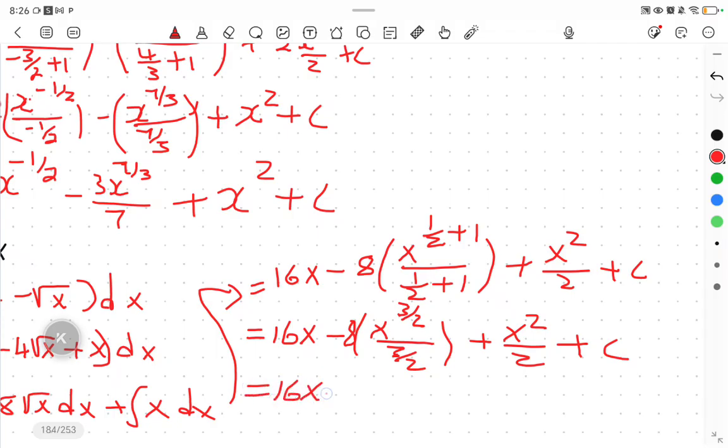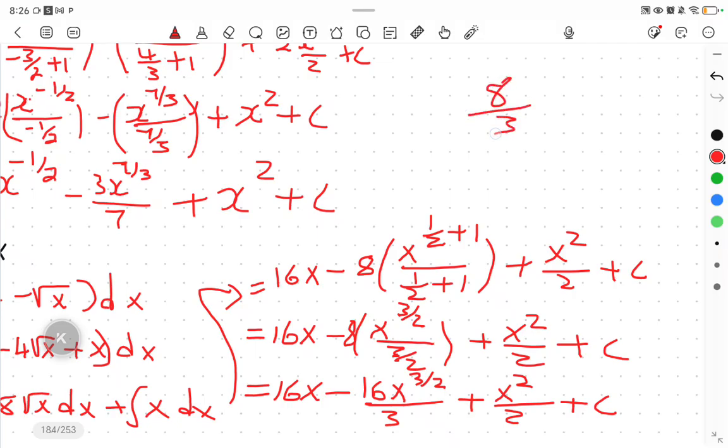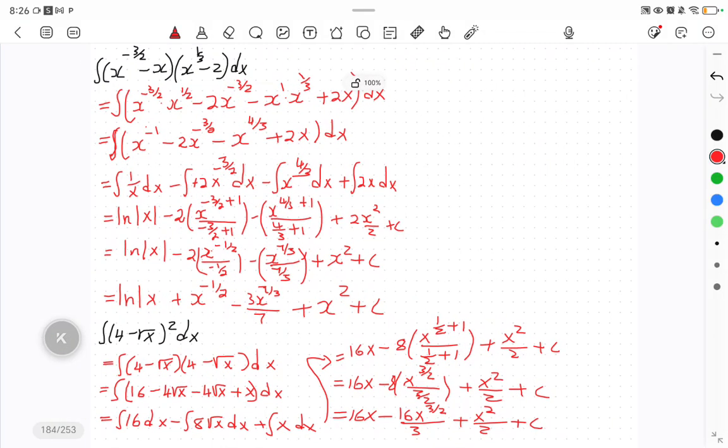This would be 16x minus, so this will be minus 16x to the 3 over 2 over 3 plus x squared over 2. If you plug your calculator there, check what is 8 over 3 over 2. If I multiply here by 2 over 2, this will cancel this, this will multiply by this. So that will be what? 16 over 3. So I wrote 16 over 3 there with the negative sign kept as it is. So that will be the final solution to this one.